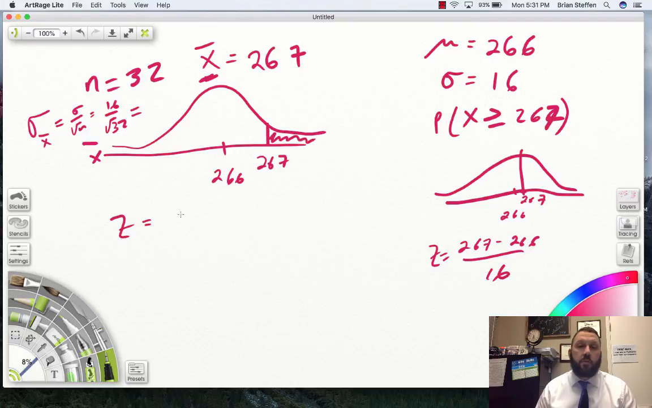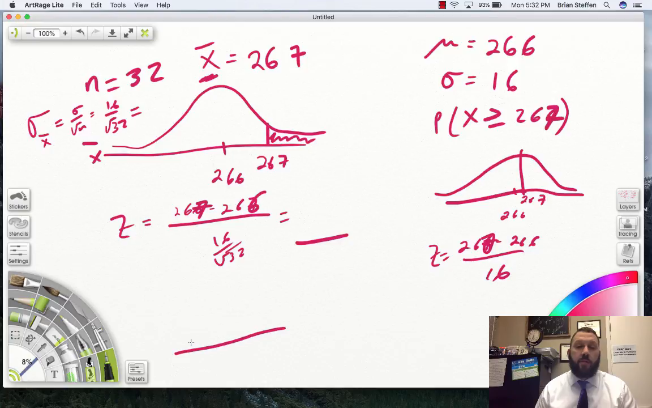So I go z equals 266 minus 267. Sorry, other way around. It's x minus mu. Come on, people, correct me. 267 minus 266, I had it right on this side, divided by 16 over the square root of 32. In the reflection response, I want you to find that z-score and then find the corresponding probability that x bar is greater than 267.